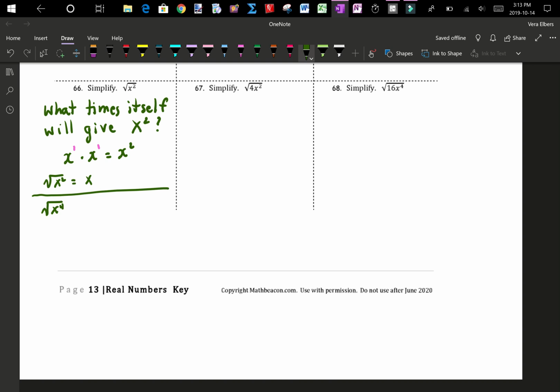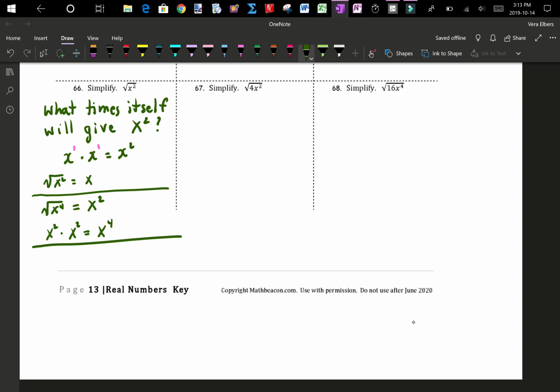Okay, ask ourselves the same question: what times itself will give x to the 4? You should say, well, the two things that when I multiply them together will give me x to the 4 would be x squared times x squared. I add my exponents, 2 plus 2, and I get 4. So x squared times x squared is x to the 4, and the square root of x to the 4 would be x squared.